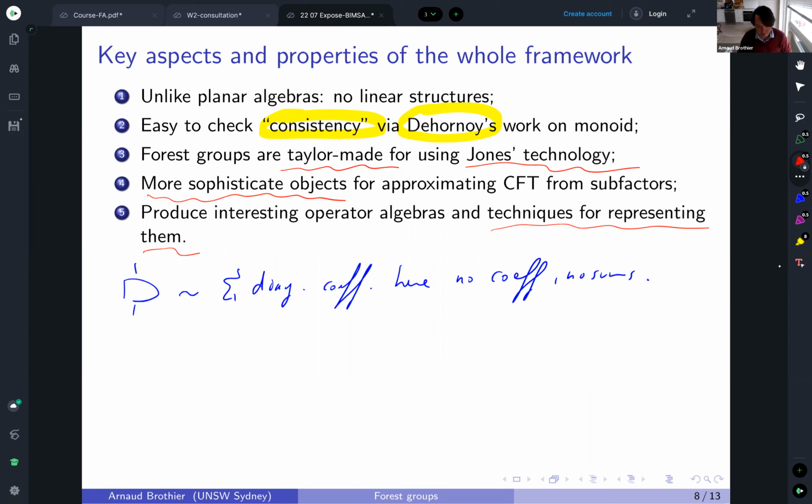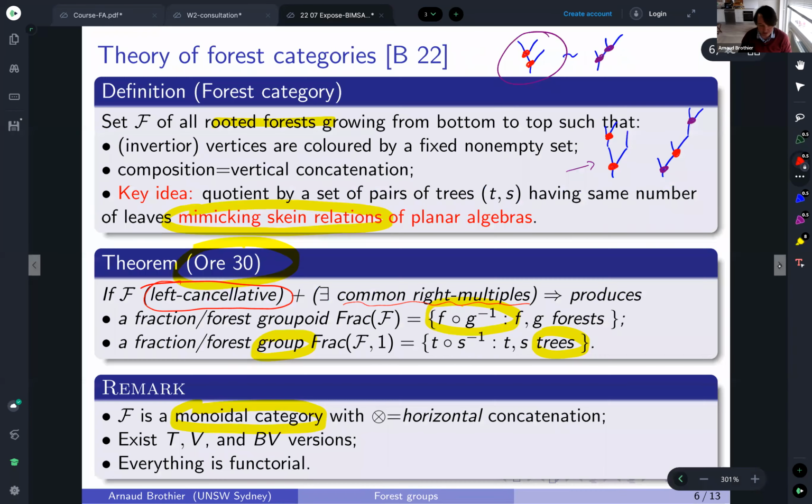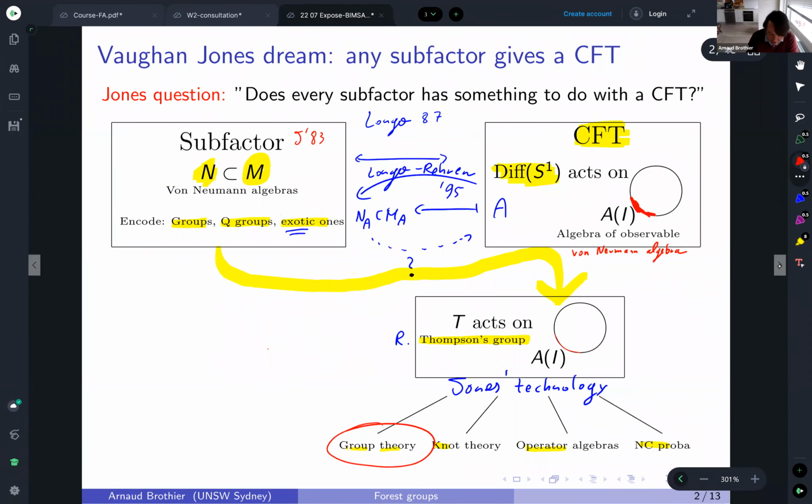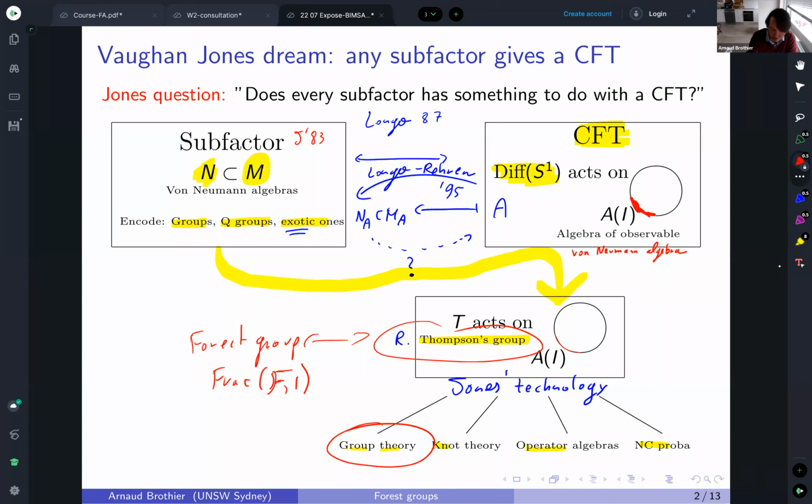So that was about the whole framework. You can see it's really a program in the vein of Jones, where if I come back to the beginning, this Thompson's group, I will just put a forest group made of a certain category. And this category F of forests will be coming from my subfactors, from the categories that I have for specific subfactors. That's kind of the idea.